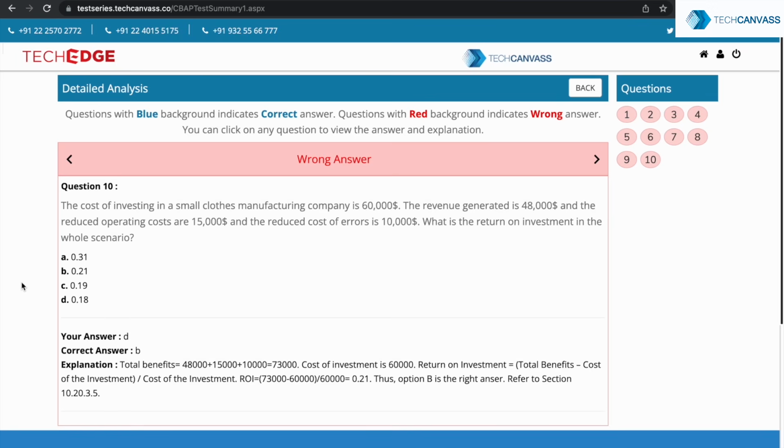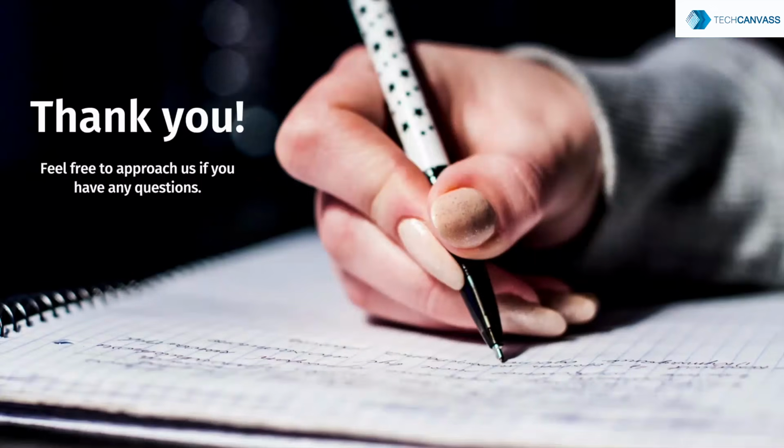As per the BABOK, it is also one of the financial analysis techniques, which is 10.20, the 20th technique in the BABOK. So this is how you come up with the right answer. Yes, it will involve some calculations that you have to perform, which is just simple maths in terms of addition, subtraction, and division. However, knowing the formula is important here.